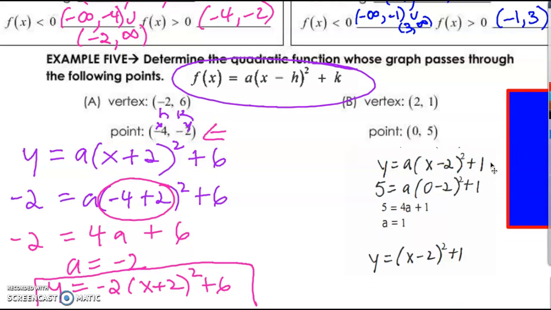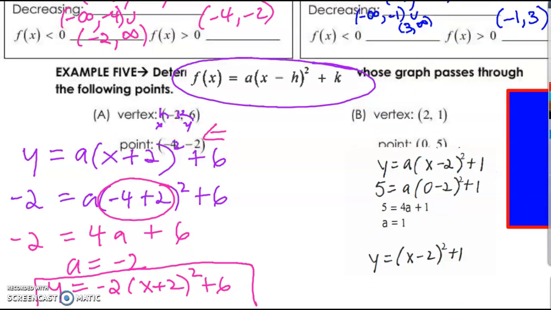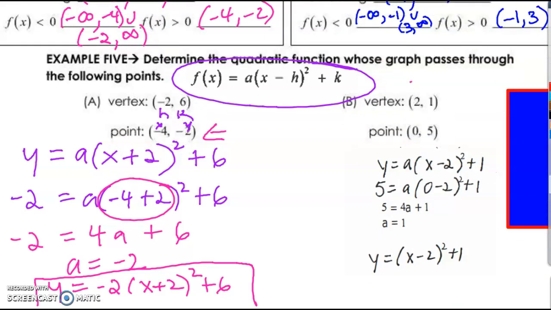So my first step is I plugged in my h and my k. And then I plugged in my x and my y. Still don't know a. Solve for a. Here's your a. And then rewrite your equation with your x and your y, because this is only one point on your graph. If you want to have a graph with multiple points, you need to leave that x and y open in your equation.